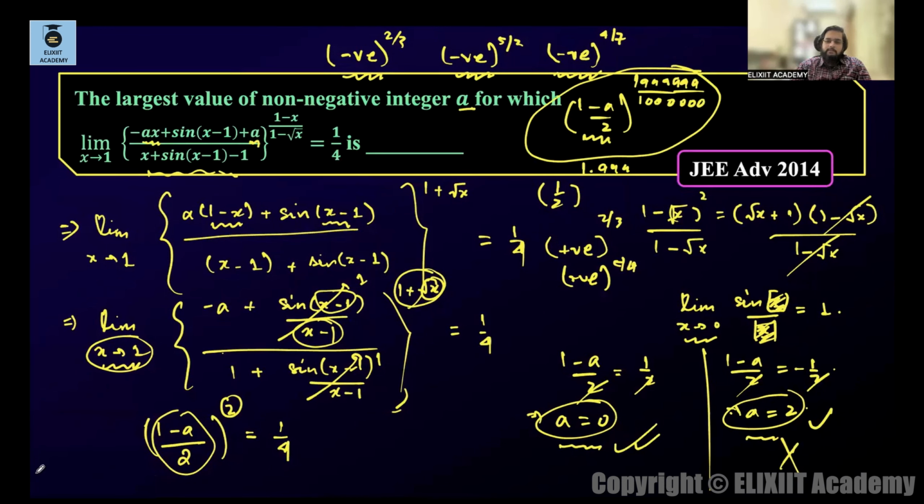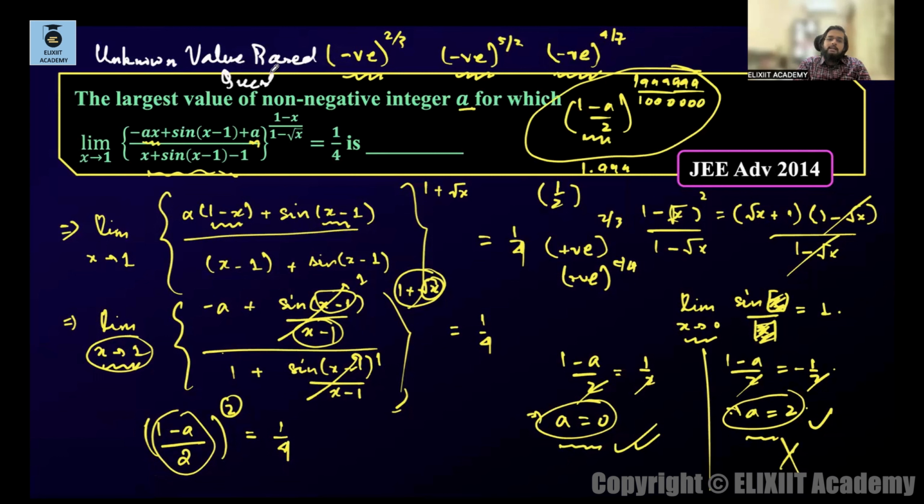You know the heading for these type of questions? These type of questions are known as unknown value based questions. The limit's answer will be given and you have to solve for the unknown value, which was a in this case. The heading for these type of questions is unknown value based questions.